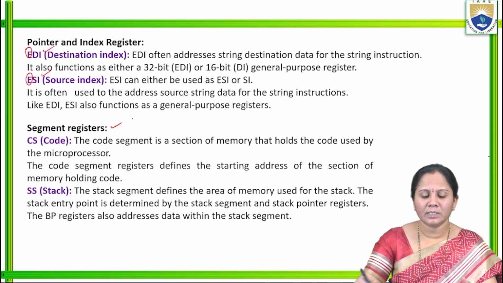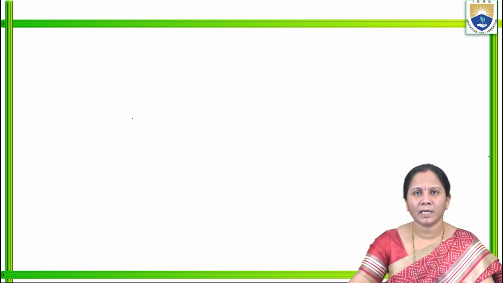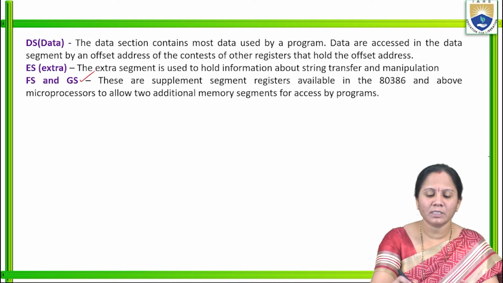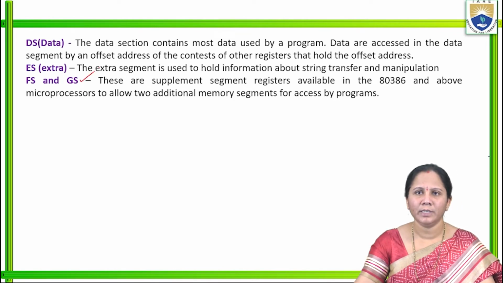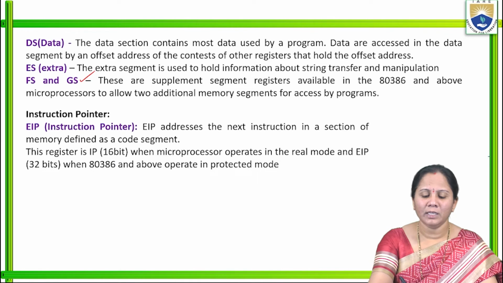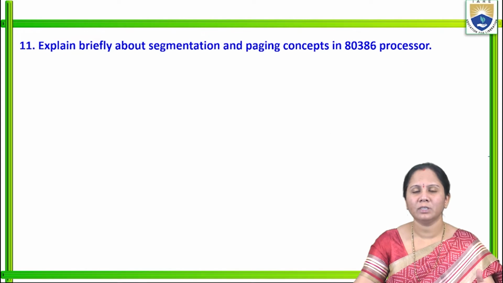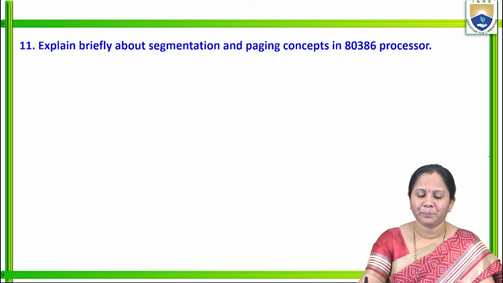And segment registers, that is code segment, stack segment, data segment and extra segment. Along with that, the new segment registers here are FS and GS. And the instruction pointer, that is IP, is also extended, that is 32-bit. All these are the registers that are available in the advanced microprocessor.